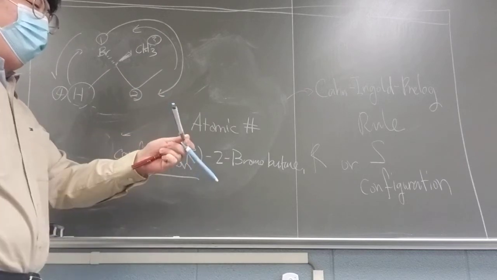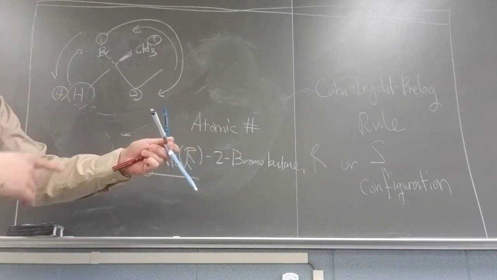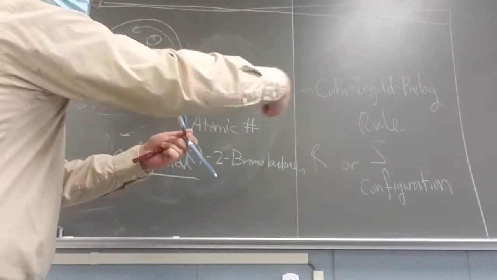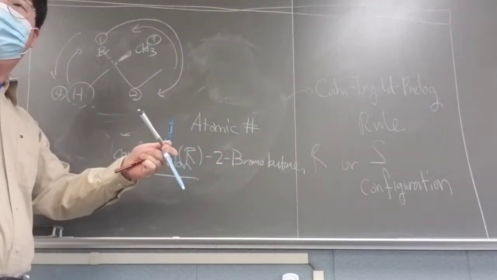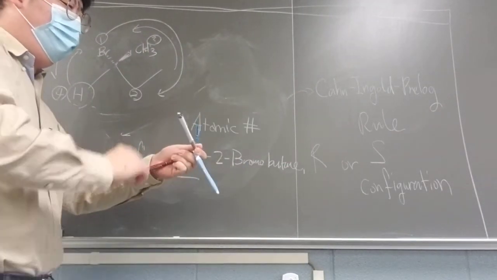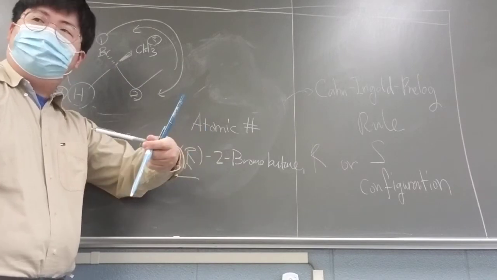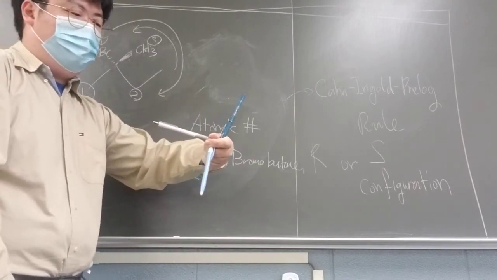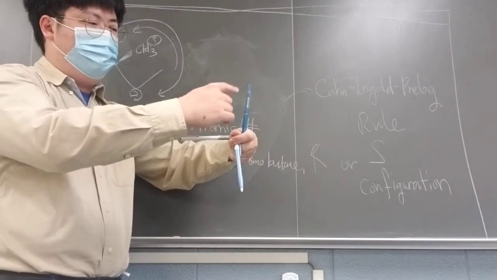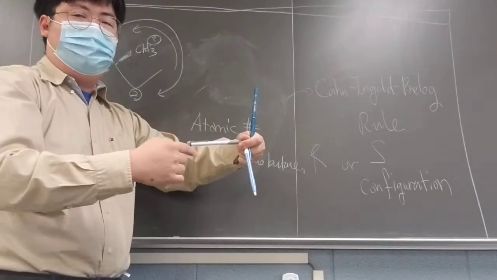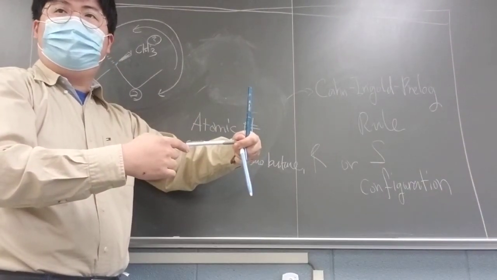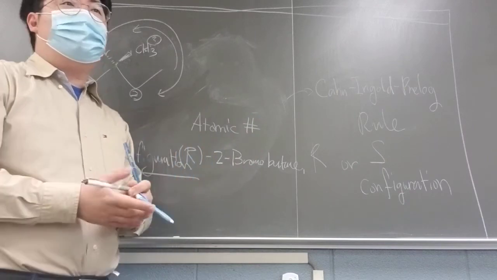And then the only thing you have to do is look at it from here. Right? So if you look at it from here, what is it? Is it R or S? 1, 2, 3. R. Yeah, there you go.